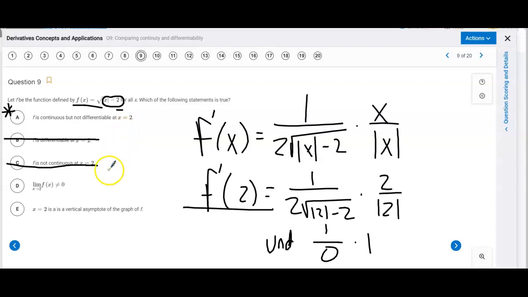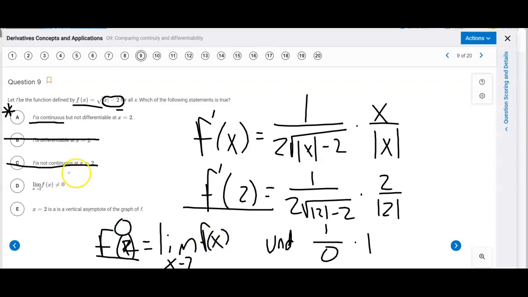Nice. The next one here says the limit of f of x as x approaches 2 is not 0. Well, if the function's continuous at 2, then the limit has to exist and it has to be the same. So the definition of continuity technically is this. I'll put a 2 there for now. And we just found out that this thing equals 0. So if this function is continuous and f of 2 equals 0, then the limit has to equal 0. So this is also a false statement.